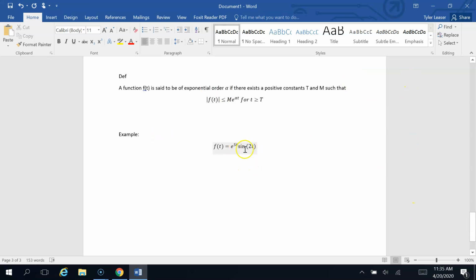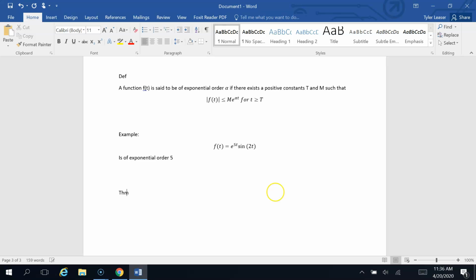But a sine wave restricted by this e to the 5t. So it is going to be a sine wave that eventually blows up and gets bigger and bigger and bigger. But it's still bounded by this e to the 5t. So what we would say is that this function f of t is of exponential order 5, because this is always bounded by the overarching function e to the 5t.